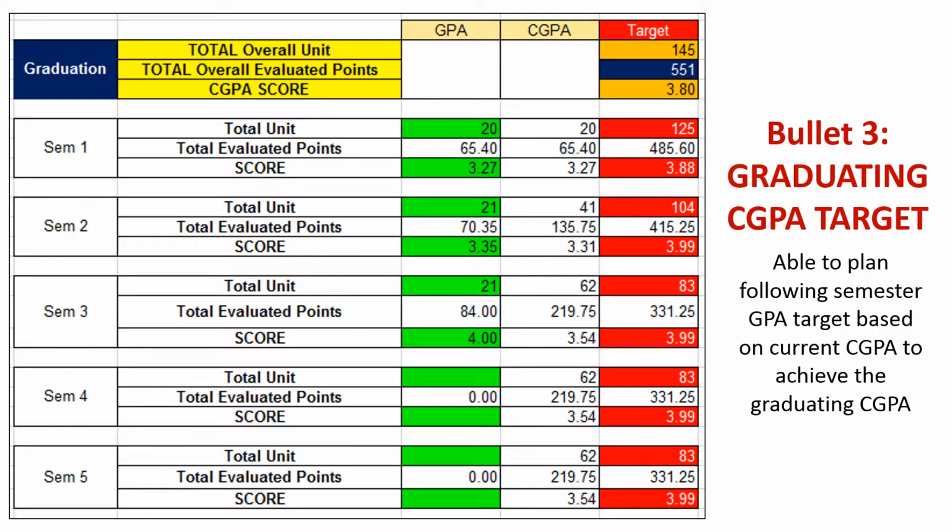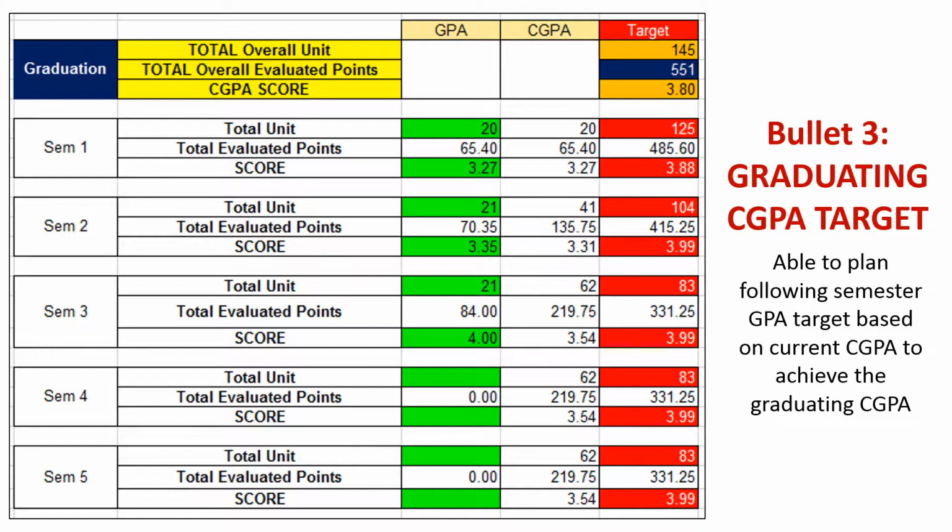You set the CGPA upon graduation with the students. Then you multiply by the total units. Then you'll be getting the total overall evaluated points of 551. Okay, so that is the first section, about the CGPA upon graduation. If you go to the lower section, then you start to see the target for every semester, the GPA target, the CGPA target. So you have semester 1, semester 2, semester 3, all the way to semester 8.